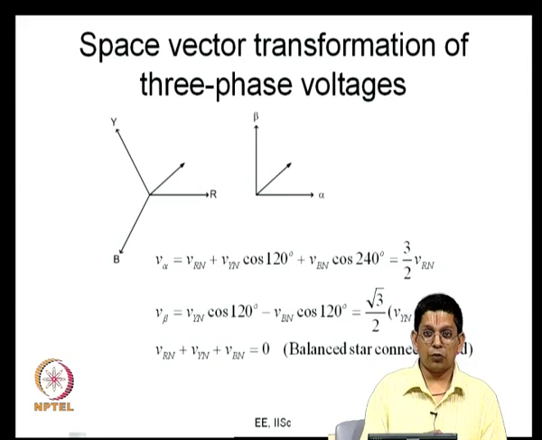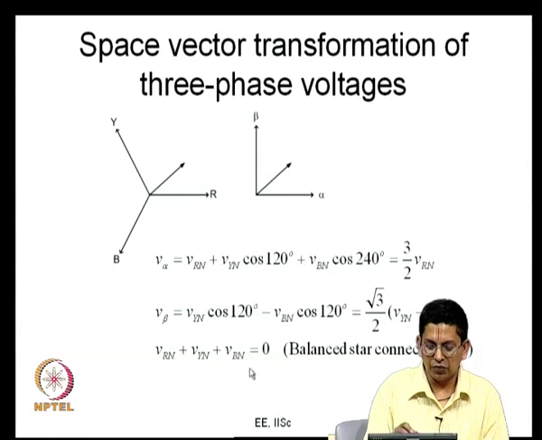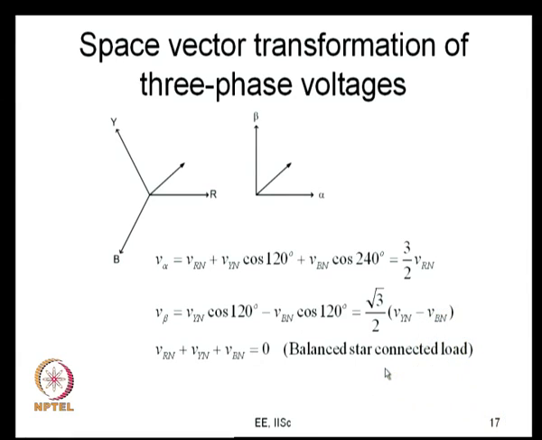So, what is applicable for 3 phase currents? Now, we are looking at 3 phase voltages. You can also extend this idea to 3 phase voltages, where you have the same condition V r n plus V y n plus V b n is equal to 0 if you are considering a balanced star connected load. That is, I am considering a star connected load.